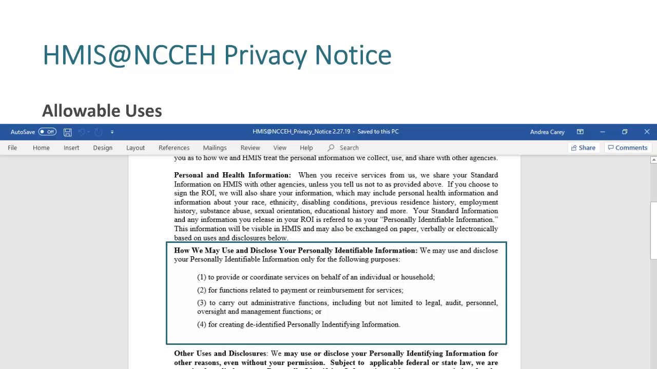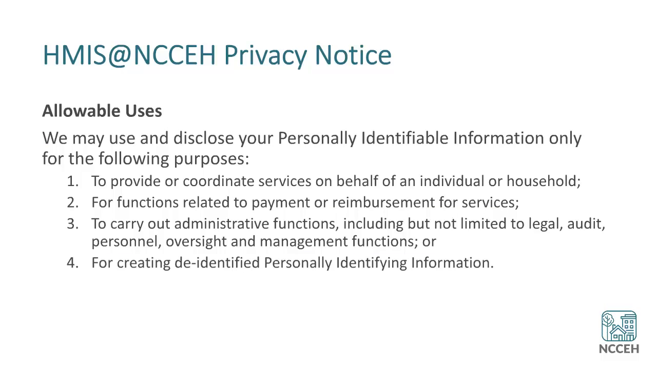Next up, allowable uses. Agencies may use a client's personally identifiable information for these 4 purposes. We'll consider a few examples as we review. To provide or coordinate services on behalf of an individual or household. This includes regular coordination with community partners such as McKinney-Vento liaisons. For functions related to payment or reimbursement for services, and this relates to funding requirements. It's better for everyone that y'all are getting paid.